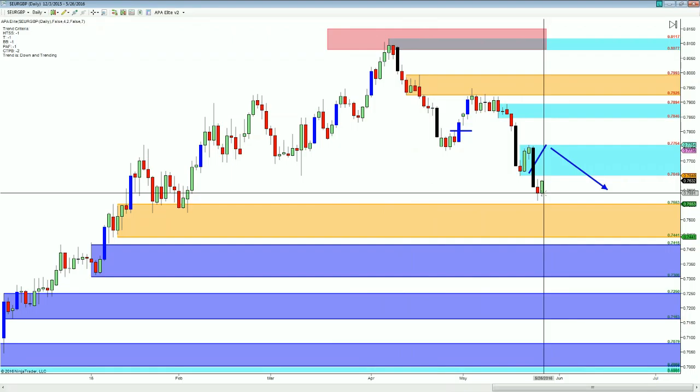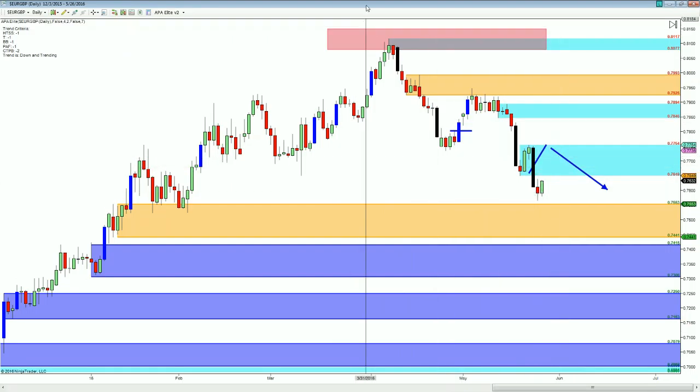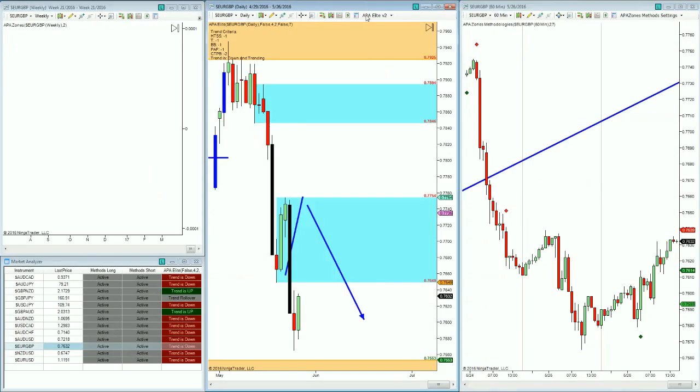Pretty cut and dry market, basically looking to sell in this zone up in here. Join the trend to the downside. That's about it.